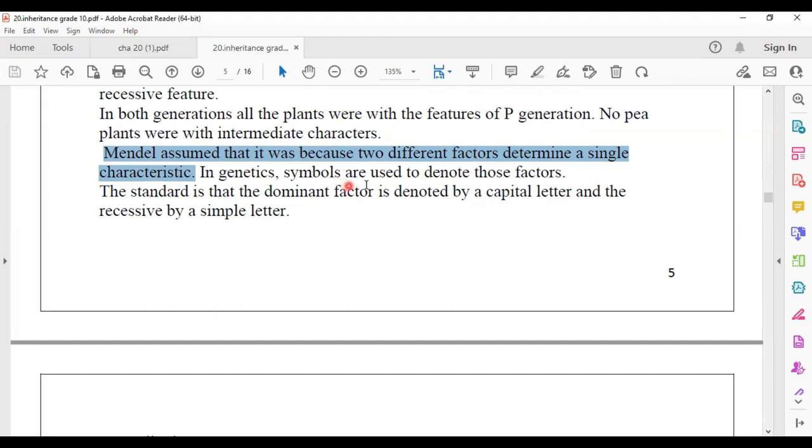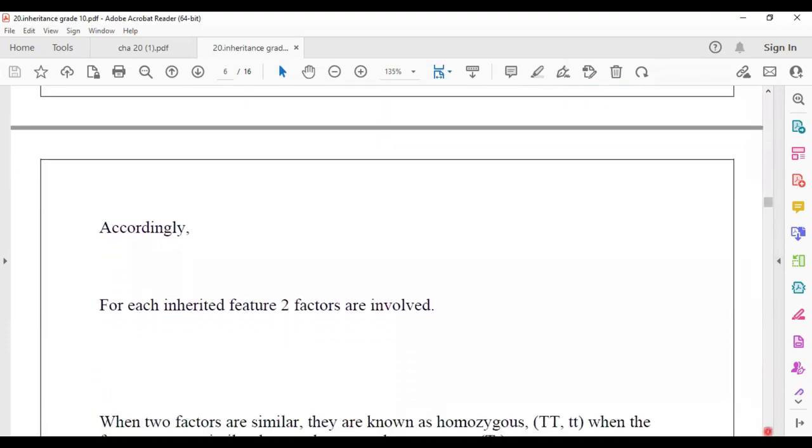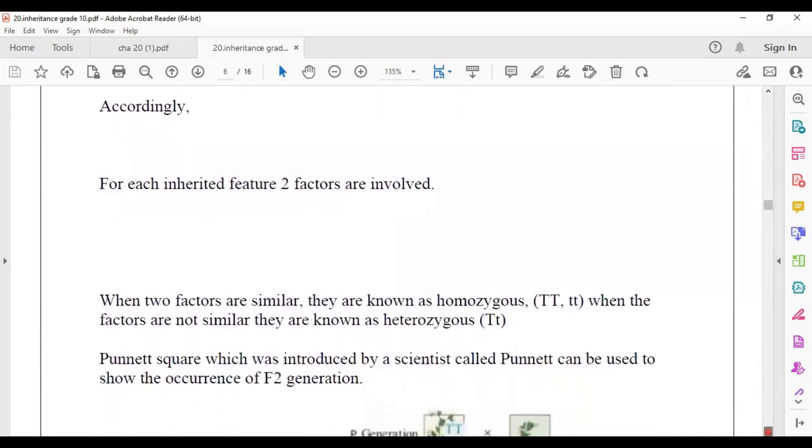In genetics, symbols are used to denote those factors. We are using symbols for them. The standard is that the dominant factors should be denoted by a capital letter and the recessive factors should be shown by a simple letter. Accordingly, we'll see how it is inherited.